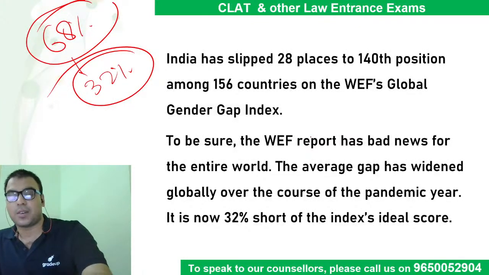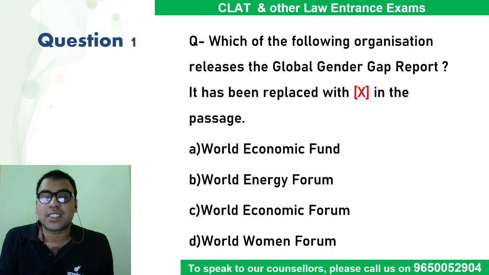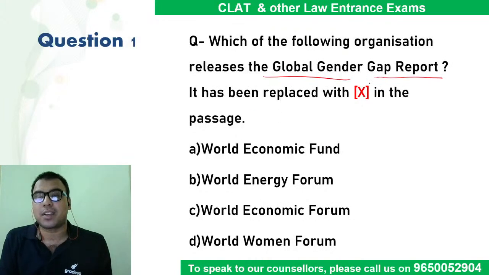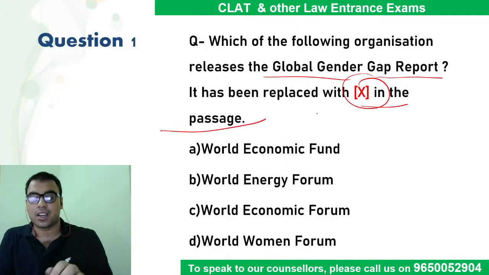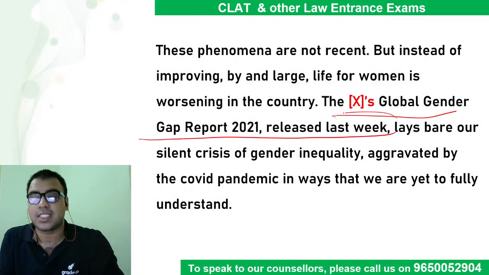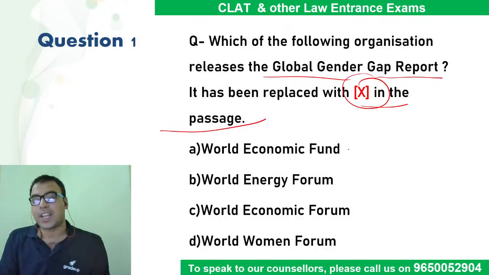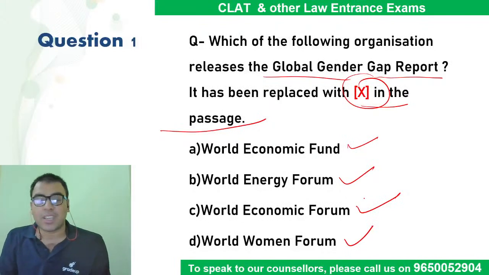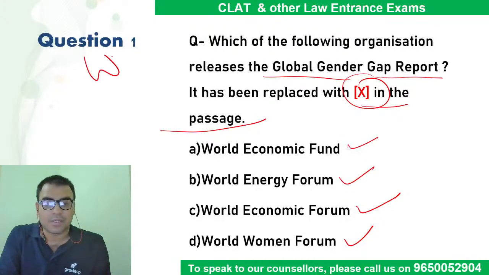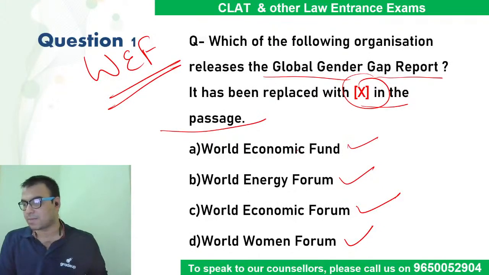Now, let's ask the first question. Which of the following organizations releases the Global Gender Gap Report? It has been replaced with X in the passage. You can see this. Here is the X. The X Global Gender Gap Report 2021 released last week. So you have to tell the answer. The options are World Economic Fund, World Energy Forum, World Economic Forum, and World Women Forum. Please do not write WEF because there are three WEF. Sadika and Prerna are saying C. Anybody else?